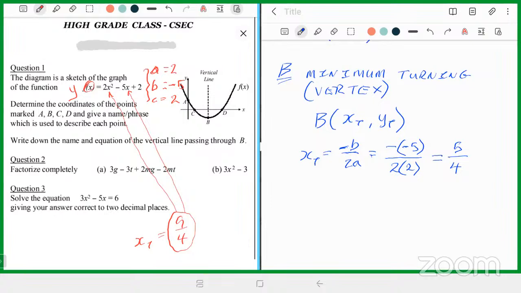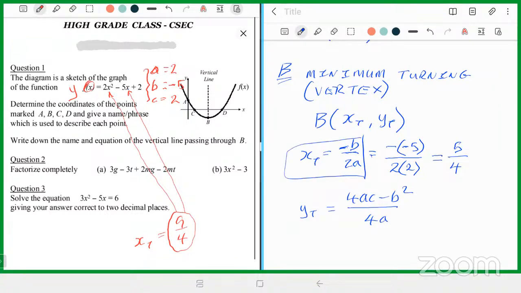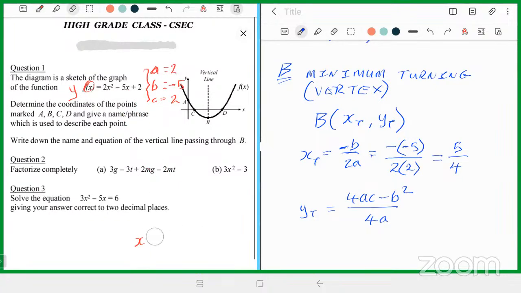But then there's a formula that can be used as well, which is to say yt equals 4ac minus b squared, divided by 4a. And it's very good to learn these two formulae. So this is a must-know formula to find the x value at the turning point, and that's a must-know formula to find the y value at the turning point. It will not be on any formula sheet in the exam. So if you're going to use this method, you have to learn these two formulae. All right, so let's go. We're going to plug in the values now.